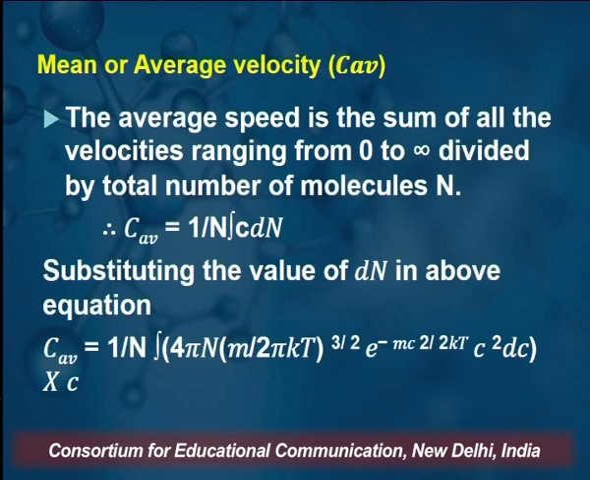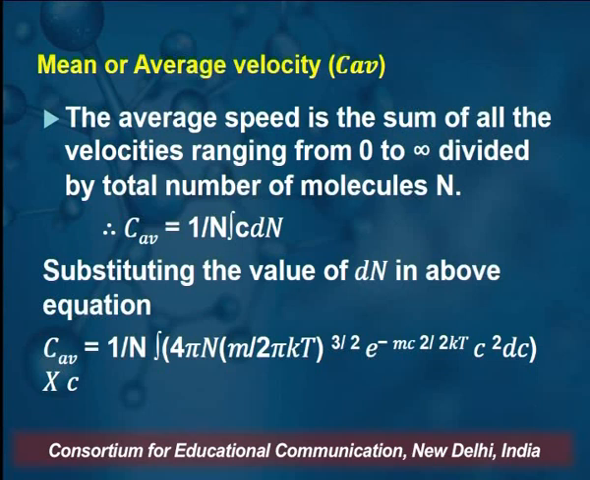So, what we do is, to calculate C average, we take the integral of C dn and divide it by the total number of molecules n. Therefore, C average is 1 by n times the integral of C dn. Now, what is dn? dn is given by the expression from Maxwell's law of distribution of speed.